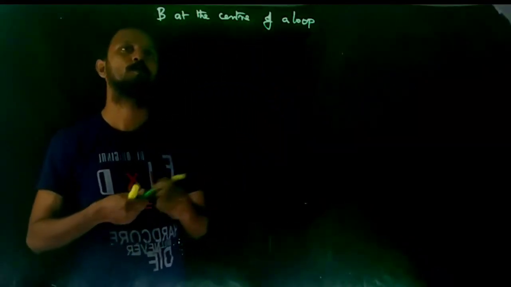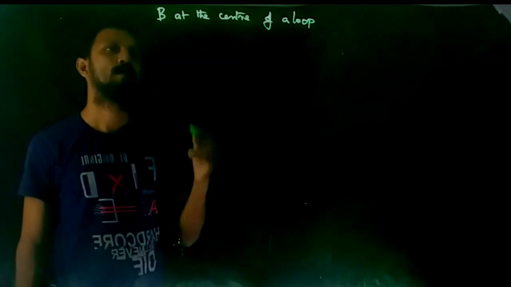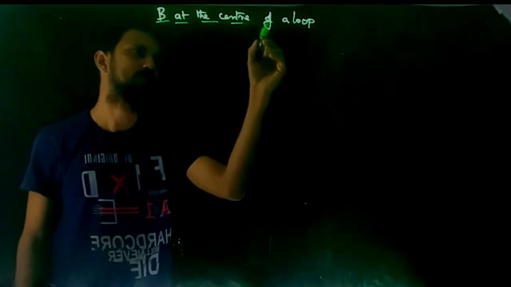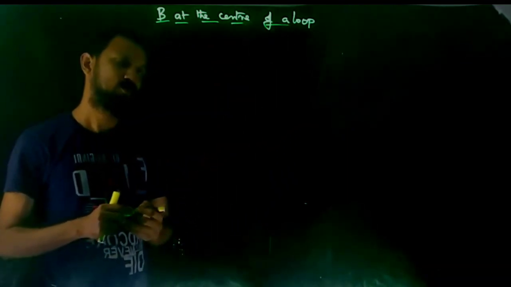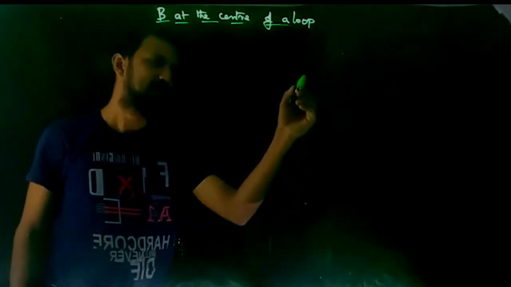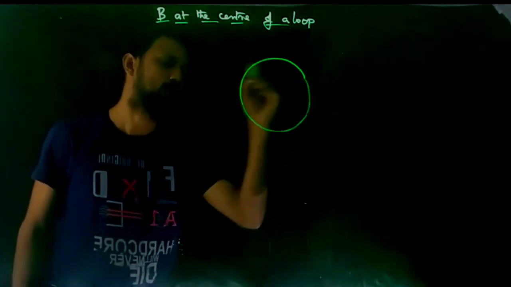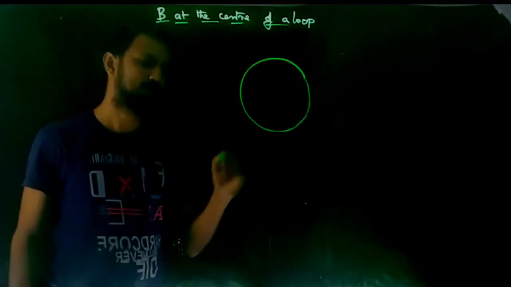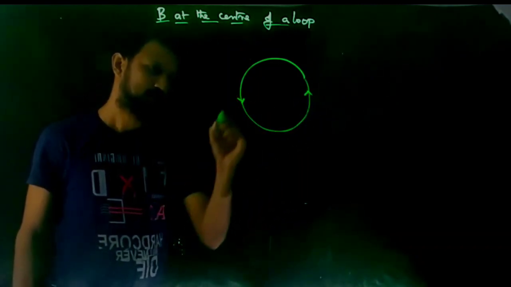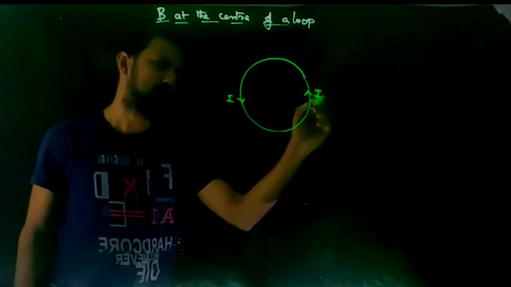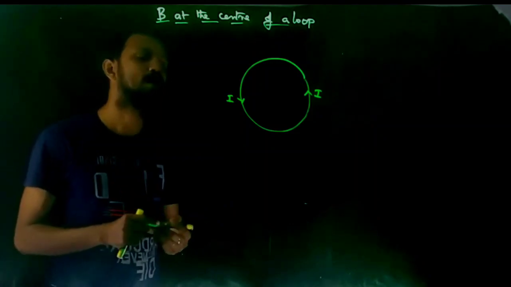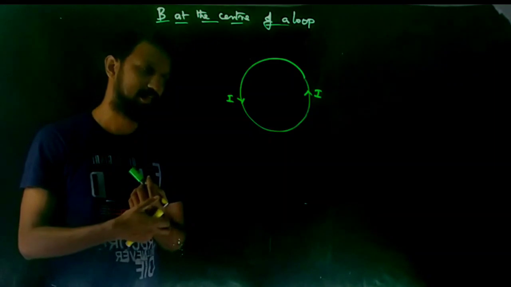Okay, now we have to speak about magnetic field intensity at the center of a circular loop. For that, let us have a circular loop over here. Let this be our circular loop through which a current I is passing in this manner, and we want the magnetic field intensity at the center of the circular loop.